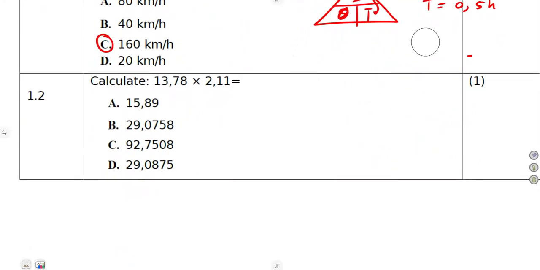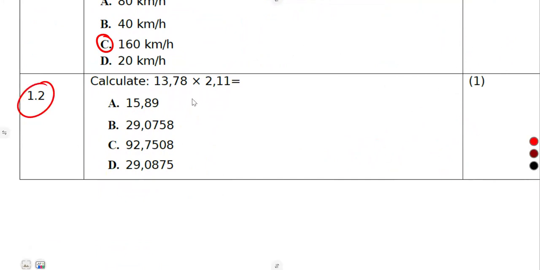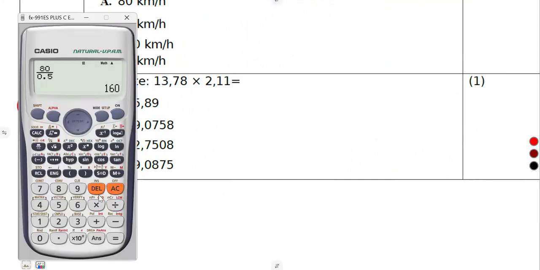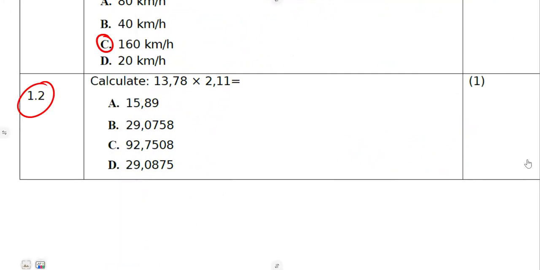Right. Calculate. So guys, this is section A and it's just one answer. I mean, just the answer that is needed there. So you can just use a calculator, multiply that 13.78 times 2.11. That's 29.0758, which is B.